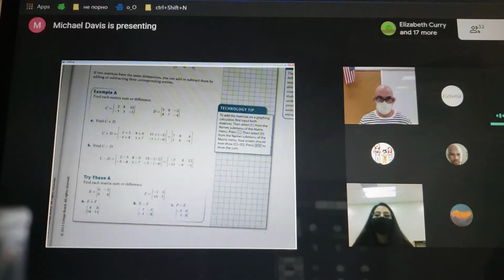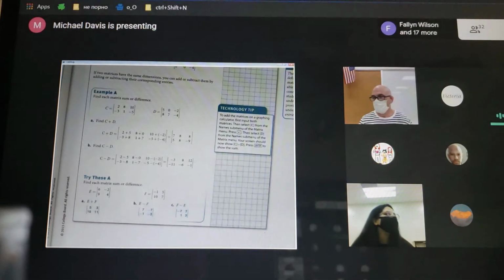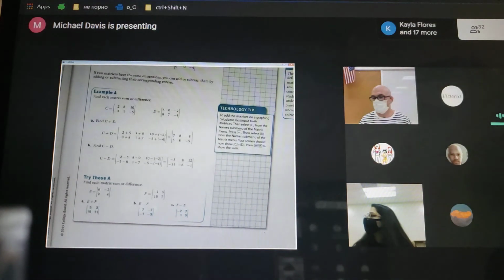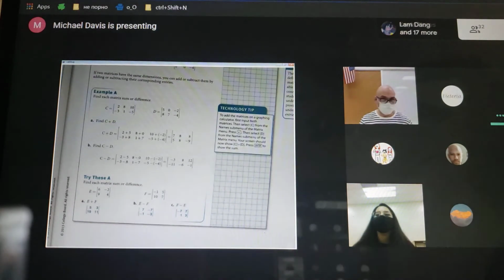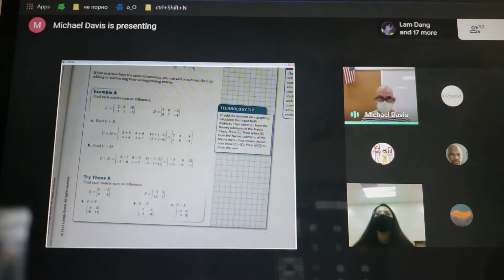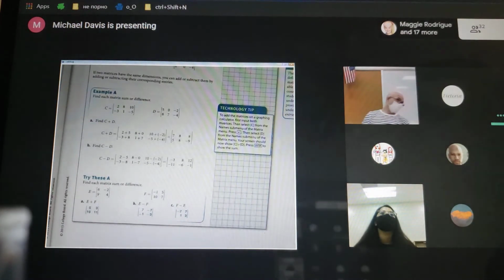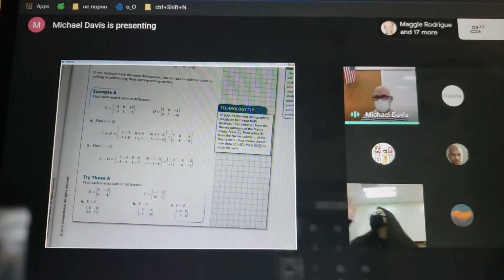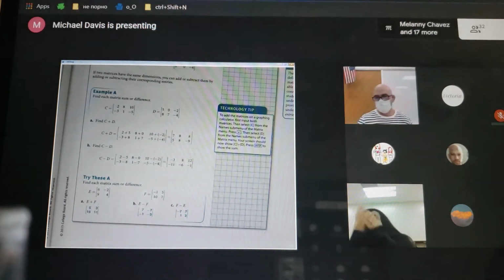Yeah, so whenever you're answering a question and they don't have the same amount of rows or columns, what would you write on your paper? What do we say? No solution? No, it's not a solve. We're not solving anything. It's not an equation. Undefined, not defined. Undefined, got it.